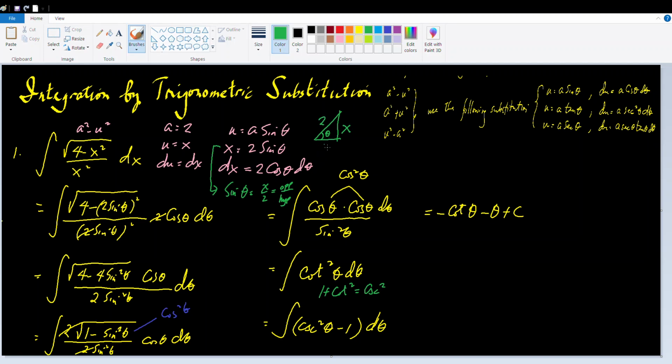We can now determine the third side using the Pythagorean theorem. That will be equal to the square root of the square of the hypotenuse minus the square of the other side, x. So that will be the square root of 4 minus x squared. From this triangle, we can now determine the equivalent expression for cotangent theta in terms of x. Cotangent, by definition, is adjacent, which is the square root of 4 minus x squared, all over the opposite side, which is x. And theta, from sine theta equal to x over 2, that means theta is equal to the arc sine of x over 2. So minus theta, or minus arc sine of x over 2, plus c.